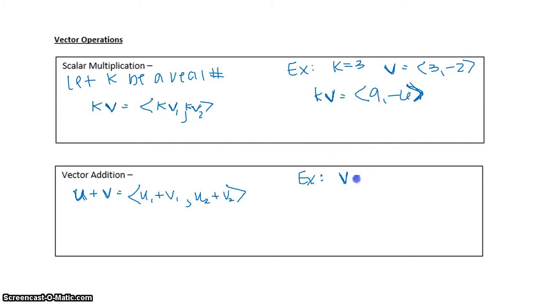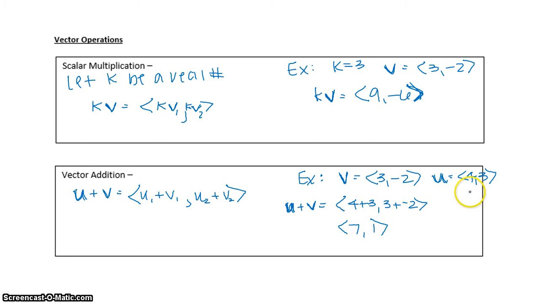So for example, let's say v equals 3, negative 2. Let's make u 4, 3. So if I ask you to do u plus v, then for the first component, I'm going to do 4 plus 3. For the second component, I'm going to do 3 plus negative 2. So 7, 1. Same as always, adding and subtracting. Just make sure you're following the order, especially with subtraction.